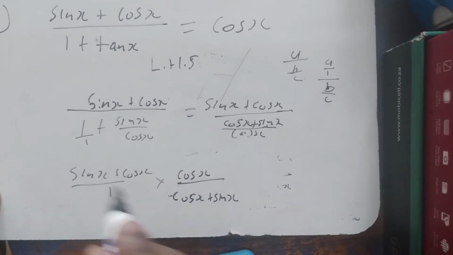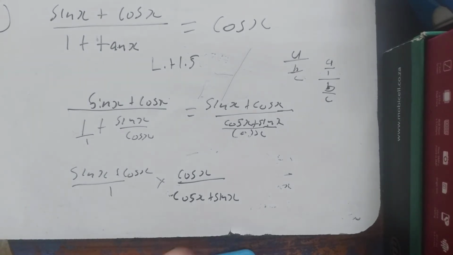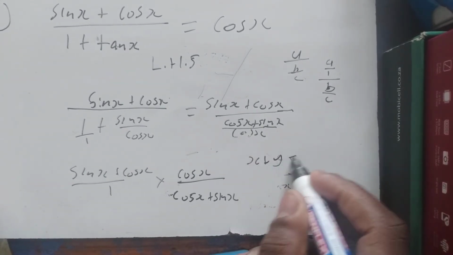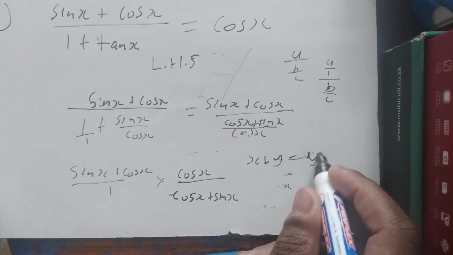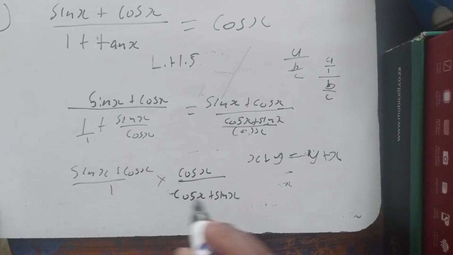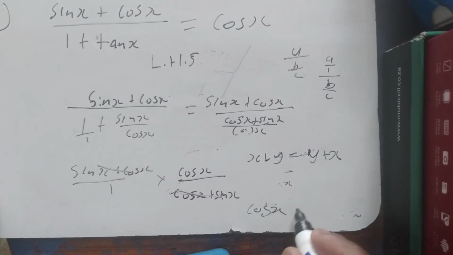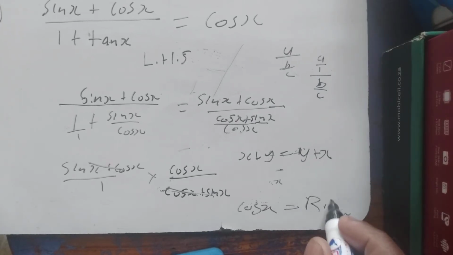But notice these are exactly the same, it's just that the order is different, right? Sine plus cos is the same as cos plus sine. X plus y is the same as y plus x, right? They're exactly the same. So since these are exactly the same, we can just cancel out, and then we'll be left with cos x, which is exactly equal to the right hand side.